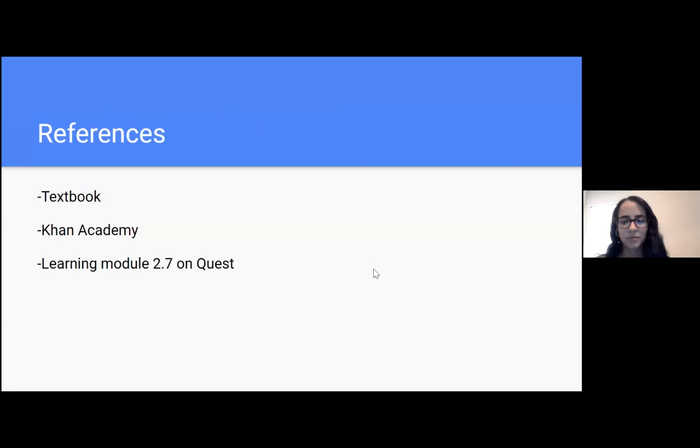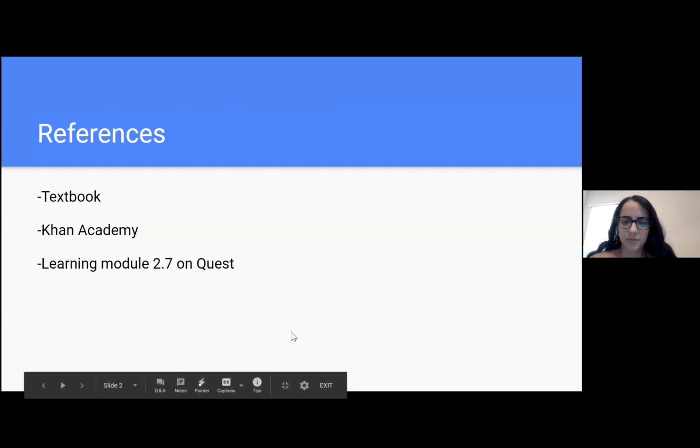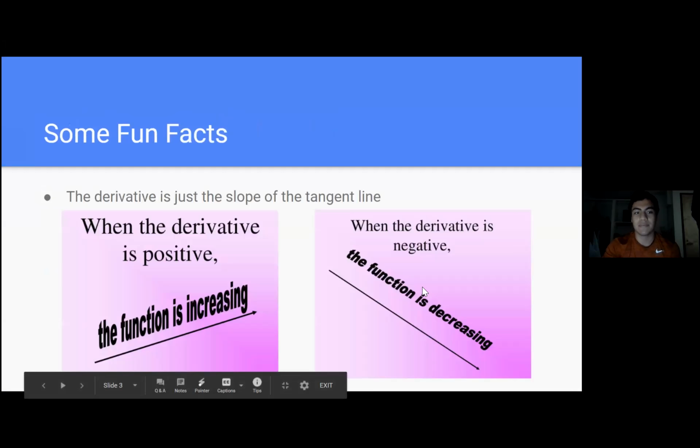Our references for this presentation were the textbook, Khan Academy, and Learning Module 2.7 on Quest.